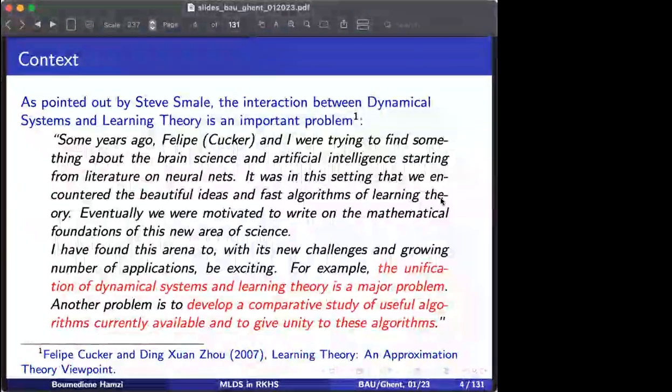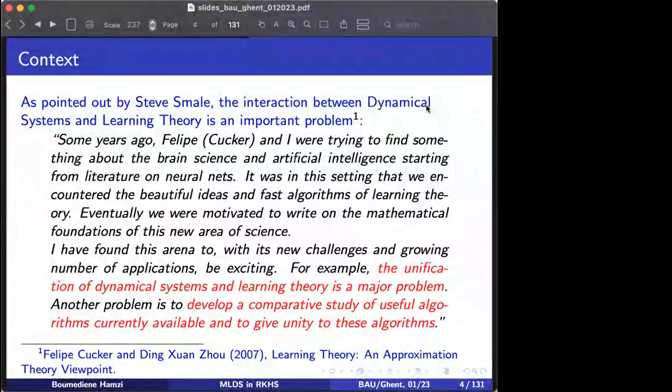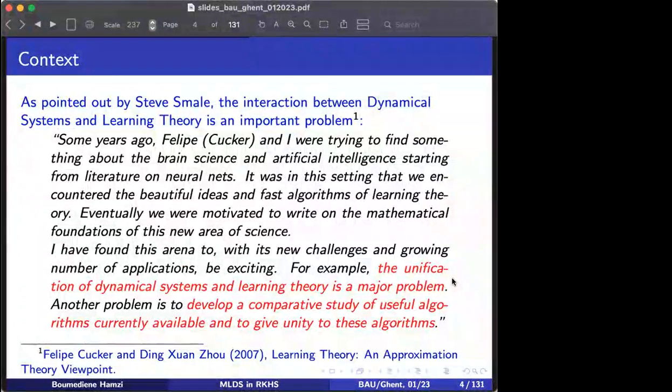As pointed out by Steve Smale around 2007, the interaction between dynamical systems and learning theory is an important problem. He mentioned that the unification of dynamical systems and learning theory is a major problem, and that another problem is to develop a comparative study of useful algorithms using the theory of dynamical systems.